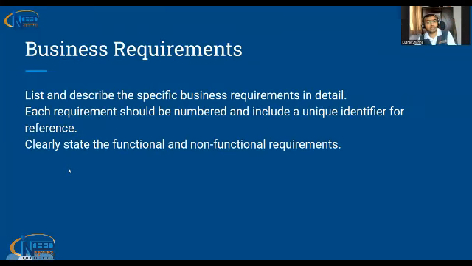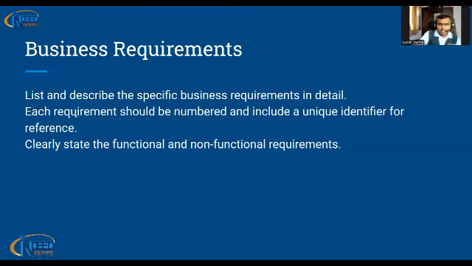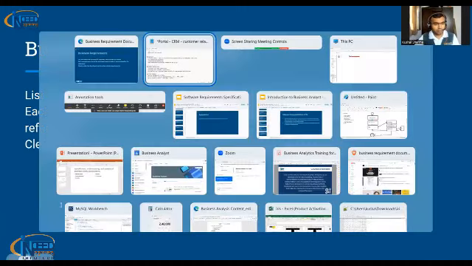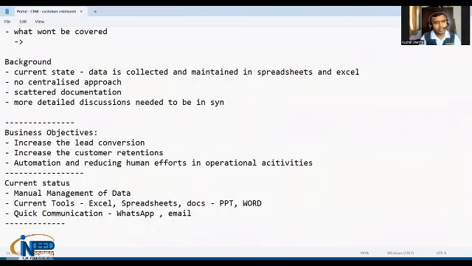Now, next thing is business requirements. So list and describe the specific business requirements in detail. So here, if you see at high level, we have written the business objectives. But now each requirement should be numbered and include a unique identifier for reference. Clearly state the functional and non-functional requirements. So here basically we need to write all the requirements in detail. Okay. This is the next step. So yes, that is again going to consume time. So what we will do, we'll have a walkthrough, and then I'll create a sample like this.